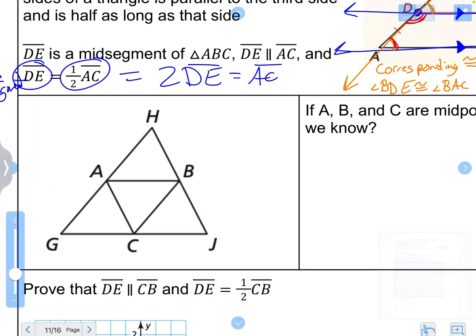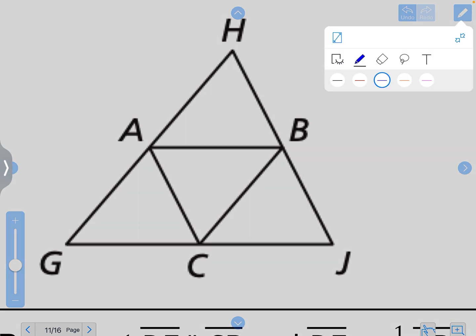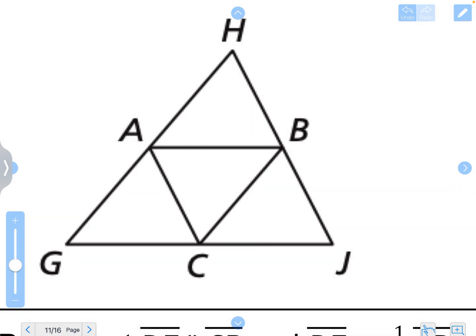All right, so I'm going to go ahead and talk about it and mark up the triangle, and I want you to write down the statements that I say. So if we know that A is a midpoint, we know that GA is congruent to AH. If we know that B is a midpoint, we know that HB is congruent to BJ. If we know that C is a midpoint, we know that GC is congruent to CJ.